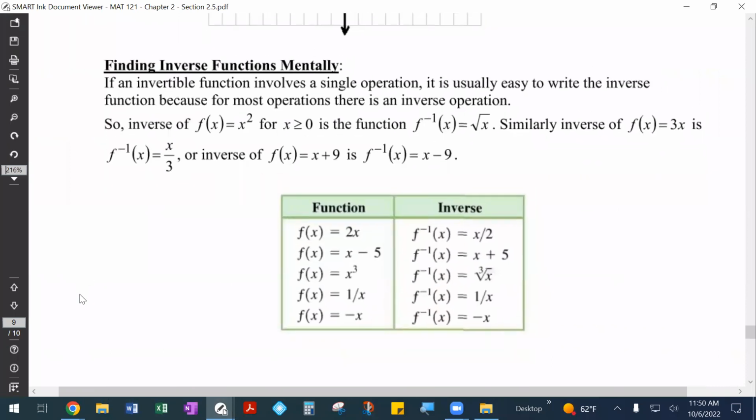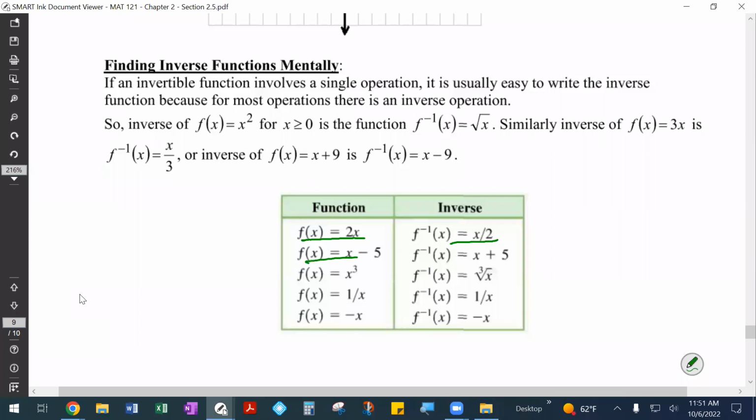Now, here's where we talk about the shortcut method using the mental process of solving it. Basically, as they're telling you to find an invertible function that involves a single operation, you just use whatever the inverse would be. So addition would be subtraction, multiplication is division, and that sort of thing. When you have an original function like 2 times x, that's multiplying by 2. So its inverse would then become divide by 2, and that becomes x divided by 2.